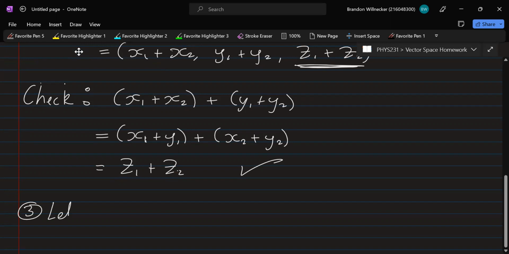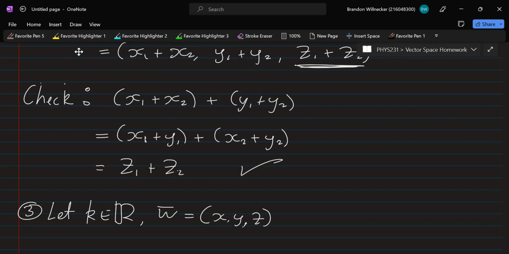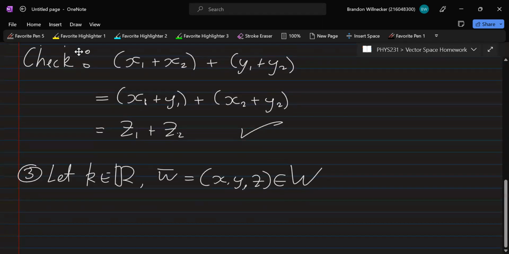So let k be some real number, and let w be (x, y, z) from the subset W. Okay, so we need to check that the scalar multiplication of k with w gives us another vector in W. So kw, this is going to be k times (x, y, z).